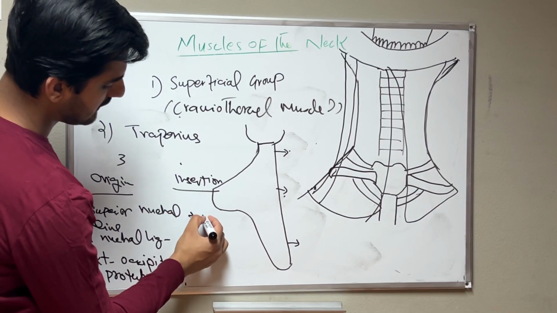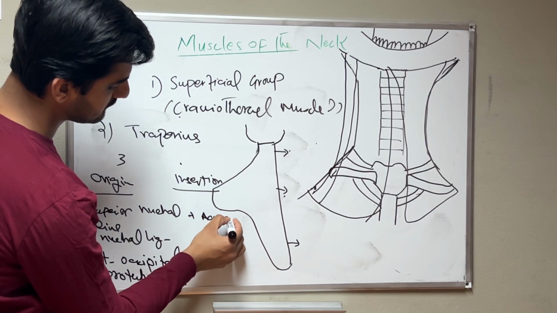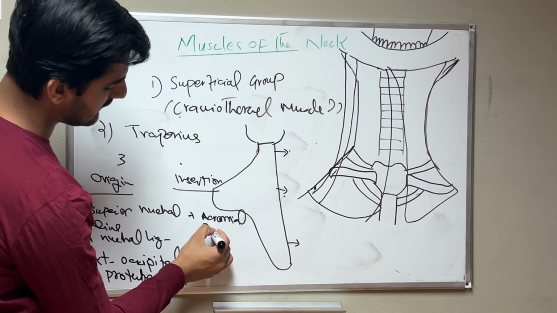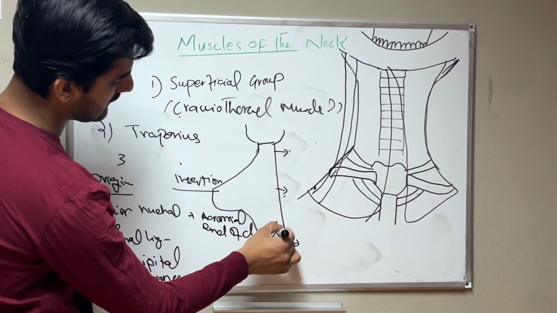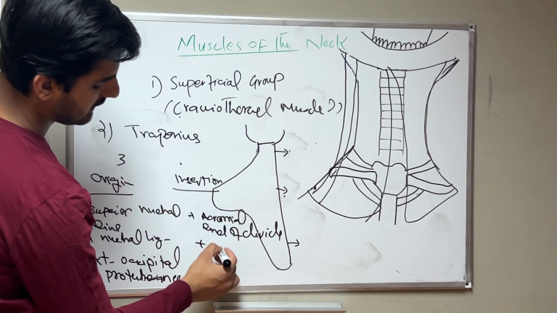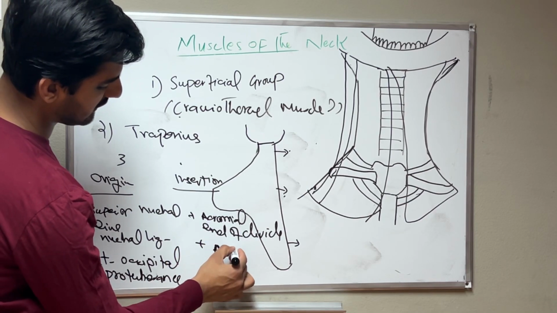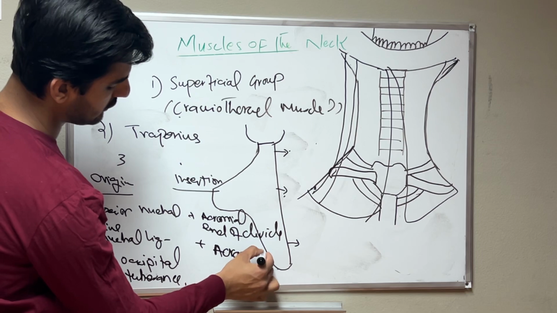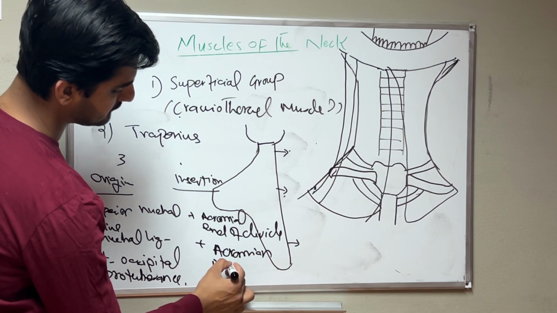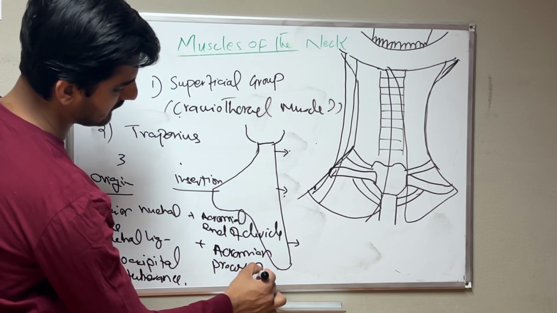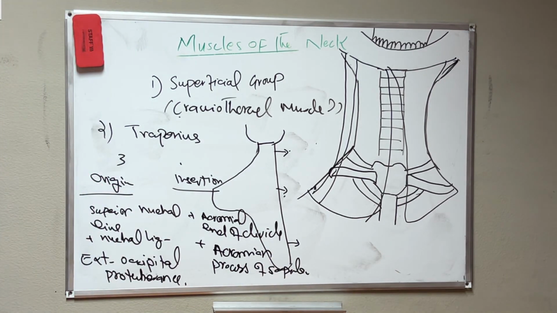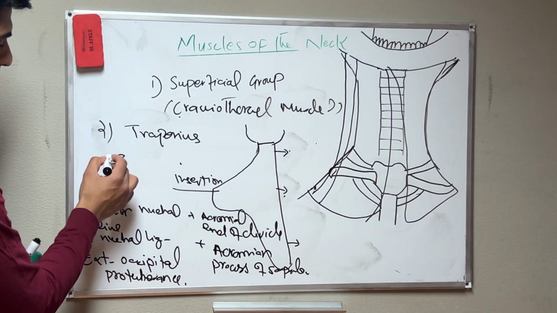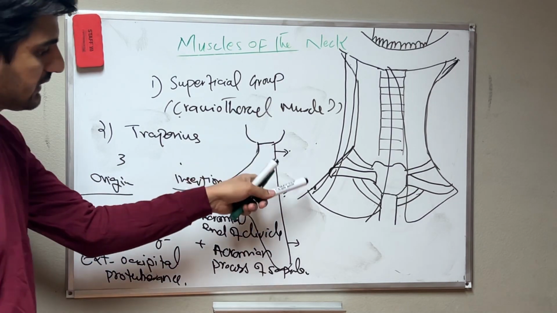Insertion: acromial end of clavicle and acromion process of scapula. Okay, these are the first superior part origination and insertion of the trapezius muscle.